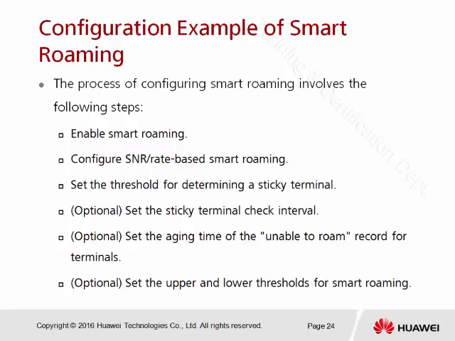The optional ones include the sticky terminal check interval and the aging time of the unable-to-roam record for the terminal. So when we know some terminals can't perform the roaming, and they're always going to connect to the previous AP, then you can set the aging time here. And the last one is to set the upper and lower threshold for smart roaming.